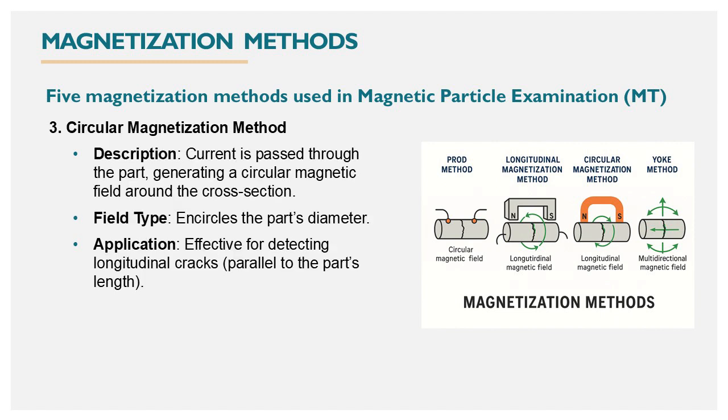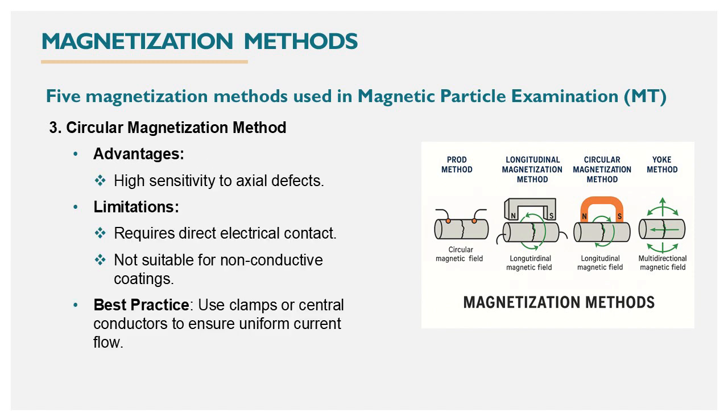Magnetization method number 3 is the circular magnetization method. The current in this method is passed through the part, generating a circular magnetic field around the cross-section. The field type of this method encircles the part's diameter. The application of this method is effective for detecting longitudinal cracks, parallel to the part's length. The advantage of the circular magnetization method is high sensitivity to axial defects. The limitations are that it requires direct electrical contact and is not suitable for non-conductive coatings. The best practice of this method is to use clamps or central conductors to ensure uniform current flow.